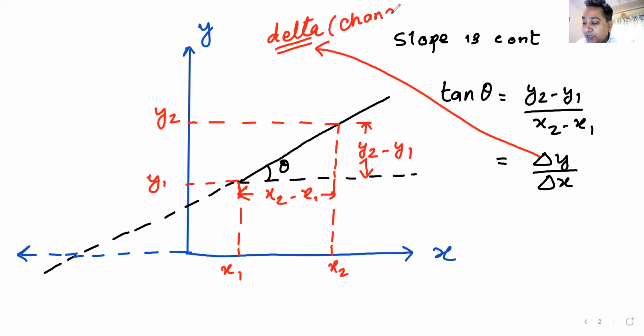Now, this delta means change in something. Now, put both the things together. What will delta y mean? Delta means change in something. What will delta y mean? Anyone? What will delta y mean?